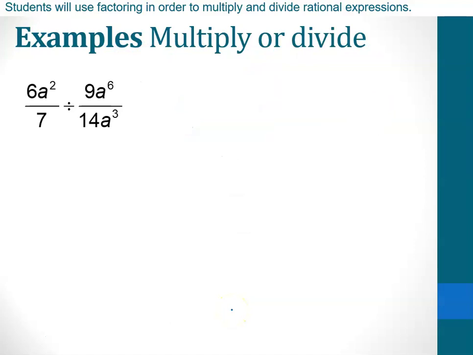Now we're dividing. To divide fractions, what we have to do is change to multiplying by the reciprocal. So we're going to keep the 6a squared and the 7, but we're going to flip the sign to multiplication, and we're going to flip the fraction to 14a cubed divided by 9a to the 6th. So as I start canceling here, a couple of things I notice. I notice 7 goes into 14 and 6 goes into 9. 6 and 9 are both divisible by 2.